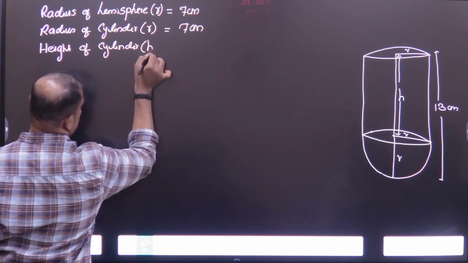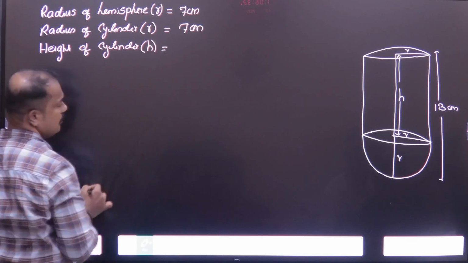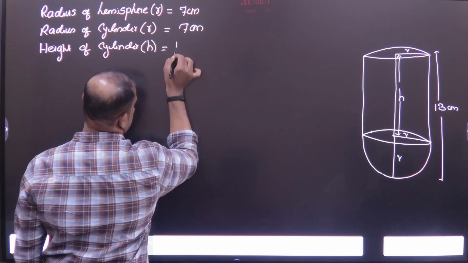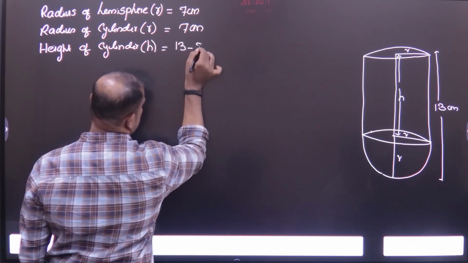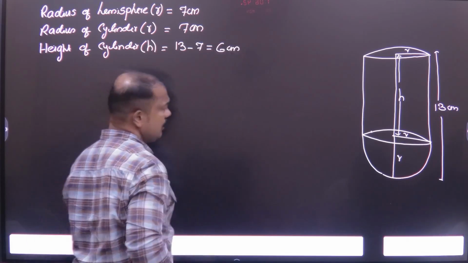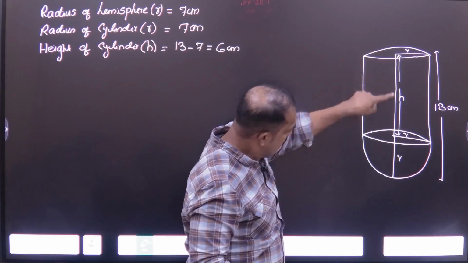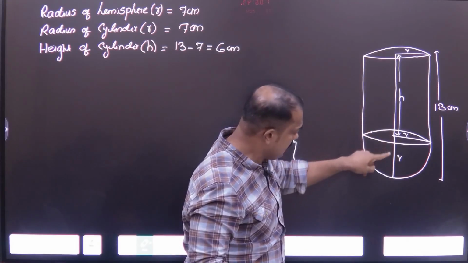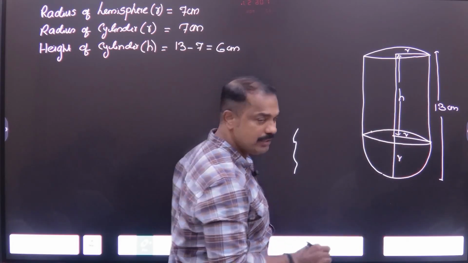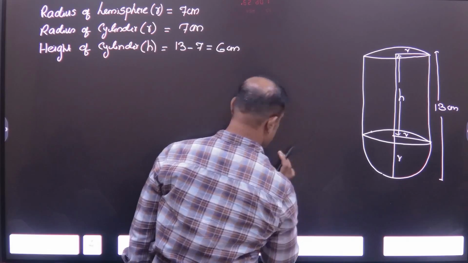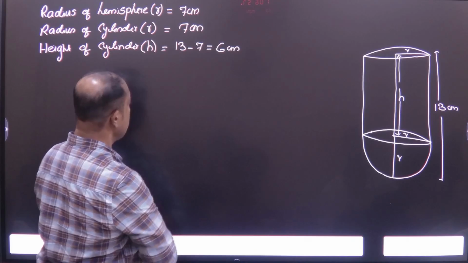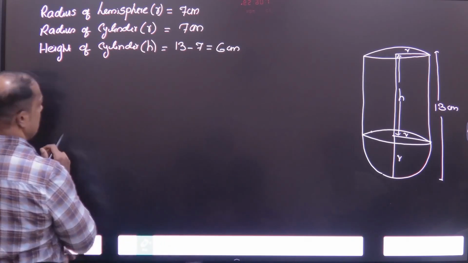Write in bracket small h is equal to 13 minus 7. Look, from here to here is h, from here to here is r, so h plus r equals 13, right? So what is the value of r? 7. So what is the value of h? 13 minus 7, that is equal to 6.